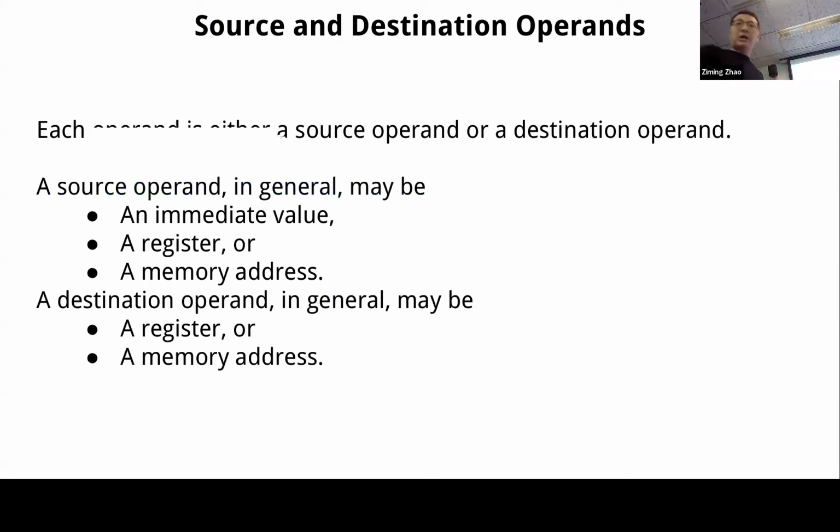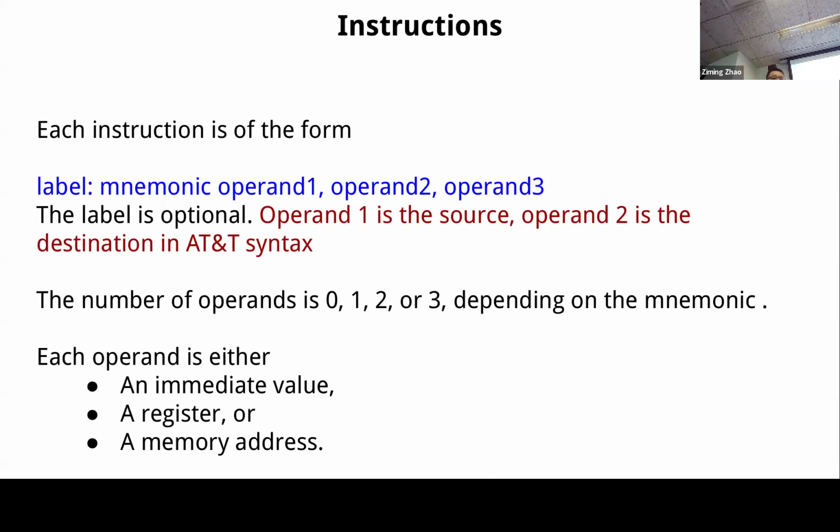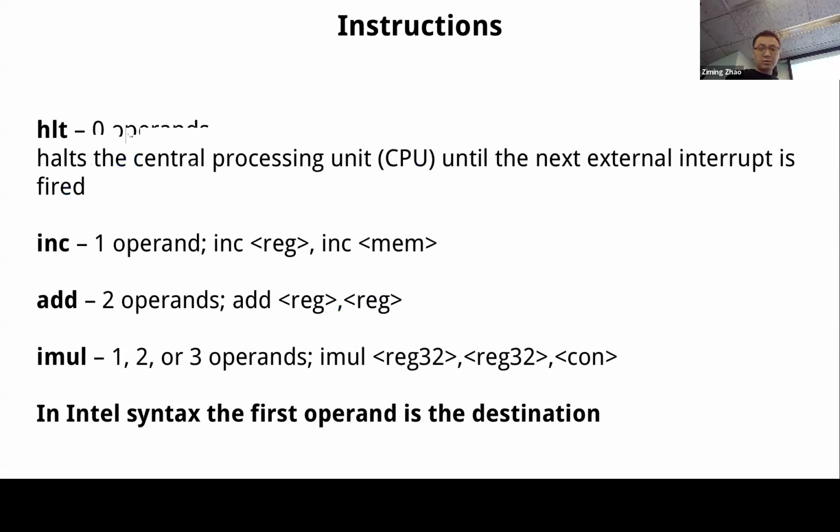Then in the AT&T syntax, we have the previous one. In the AT&T syntax, the first operand is the source. The second operand is the destination. Okay, you need to remember that because for the Intel syntax, it's the opposite. For many other architectures, if you work on ARM or MIPS, you will see the first operand is actually the destination. The second is the source. But for the AT&T syntax, it's opposite.